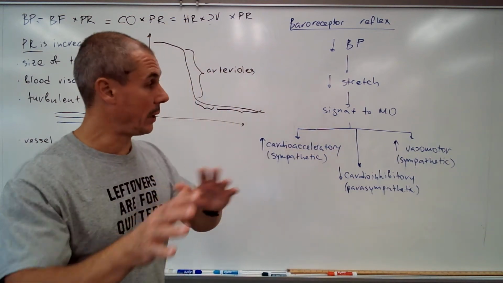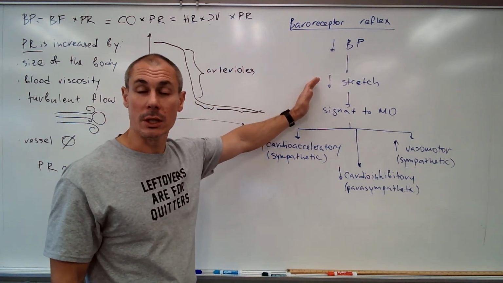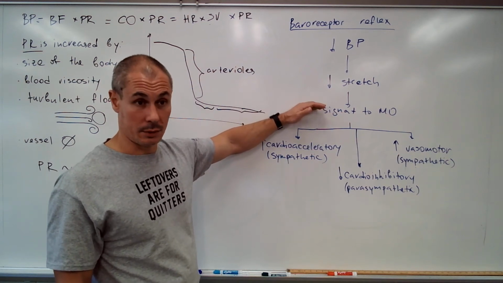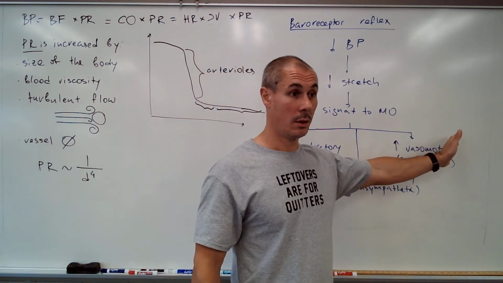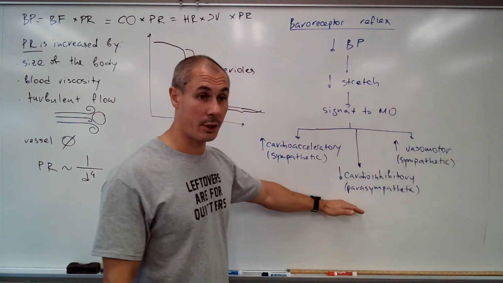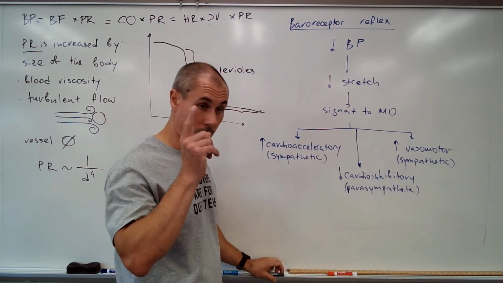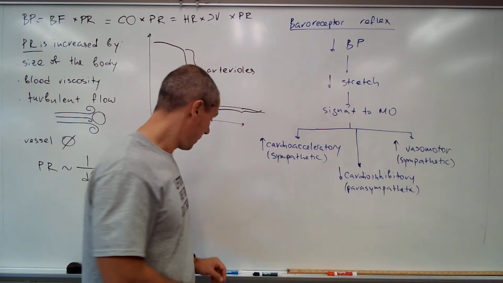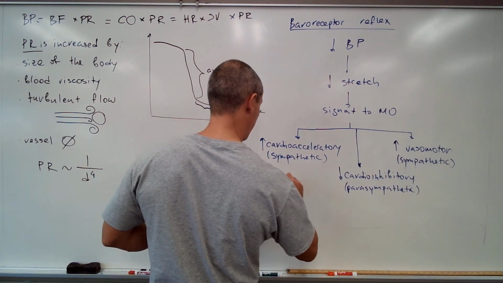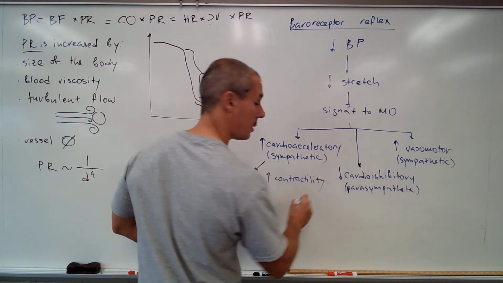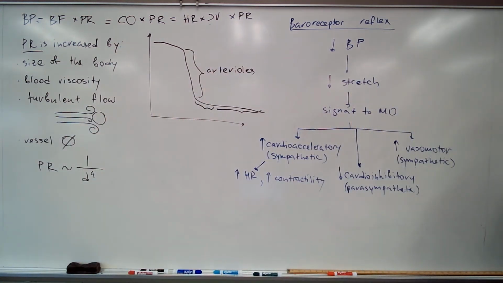Okay, so let's play some scenarios. First of all, what happens when blood pressure goes up? Stretch increases. That goes to medulla oblongata. What happens to cardioacceleratory centers? They get inhibited. Vasomotor inhibited, which results in vasodilation. Cardioinhibitory, opposite, stimulated. Something also important: look at cardioacceleratory. Outcomes are increased heart rate and increased contractility. The cardioinhibitory center, which is parasympathetic, only controls heart rate.